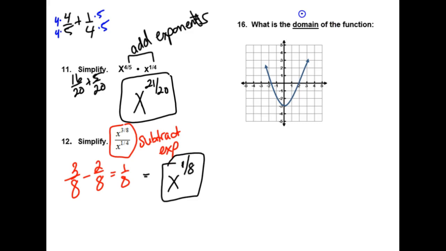All right, remember domain, that's a listing of all your x values. However, because there's arrows on the end of this curve, you're going to need to remember that the domain in this case goes forever. So it goes from -infinity, and it never stops, keeps going to infinity.